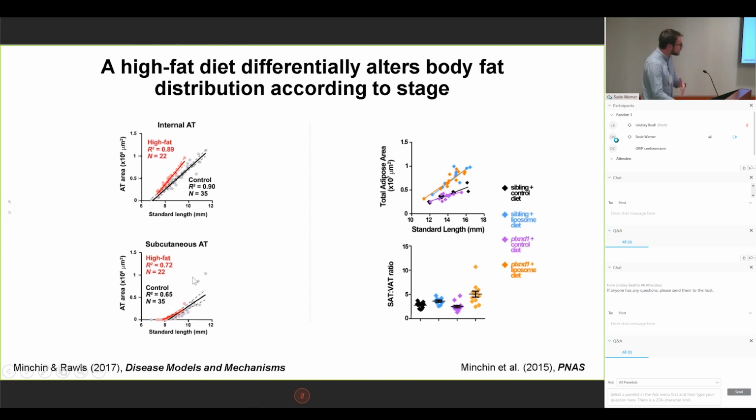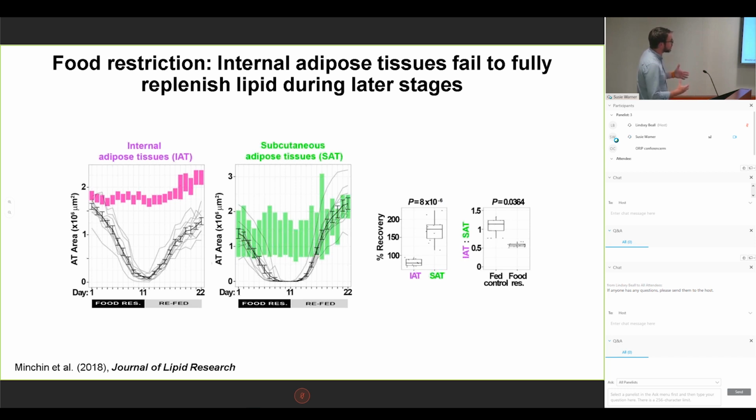Whereas if we do it in later stages, when subcutaneous adipose tissue is the primary type of adipose tissue that's growing, we see a response in subcutaneous fat and not visceral fat. So it seems that if you give the fish a high-fat diet at these different stages, different adipose tissues respond in a different way. And so that's a high-fat diet, but we've also done a similar thing with starvation, and then looking at how adipose tissues redeposit lipid in response to refeeding.